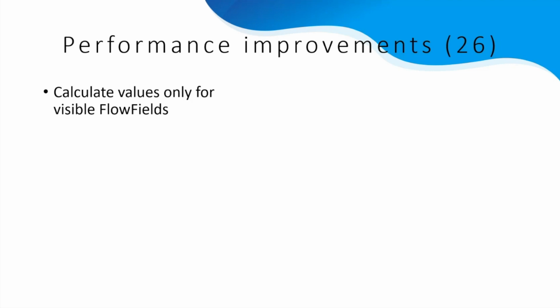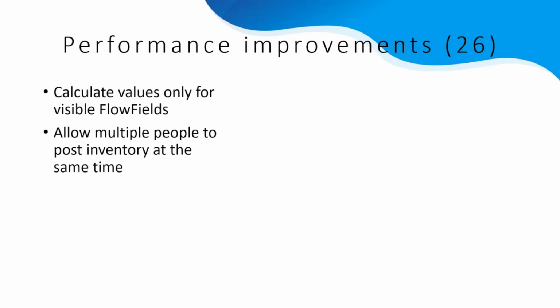Microsoft enhances system performance by only calculating values for flow fields that are visible on the page. So if there are 10 flow fields on a specific page, but you only have 3 visible in your client, only those 3 will be calculated. That should lead to faster page load times and improved efficiency. This change will also boost performance and help manage system resources more effectively, which will obviously benefit your business operations. So that's one performance improvement that you will notice in Business Central.